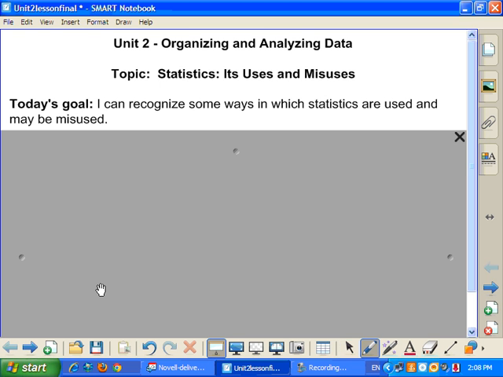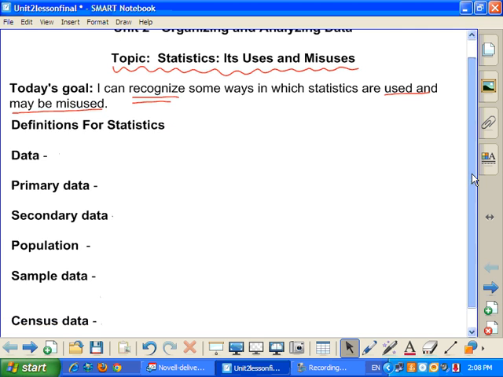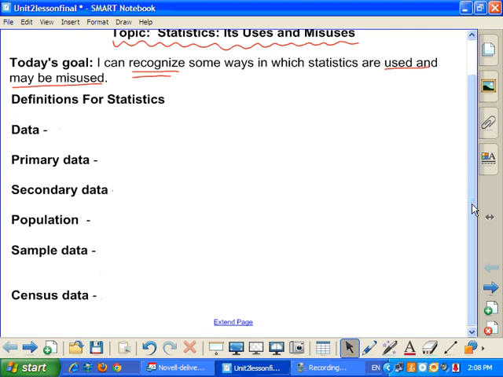So today's topic is statistics, its uses and misuses. So what's the goal? I want you to be able to recognize ways that data is used and maybe misused. So in order to go through and talk about data, we have to talk about the definitions. These definitions are there for you already in the note.